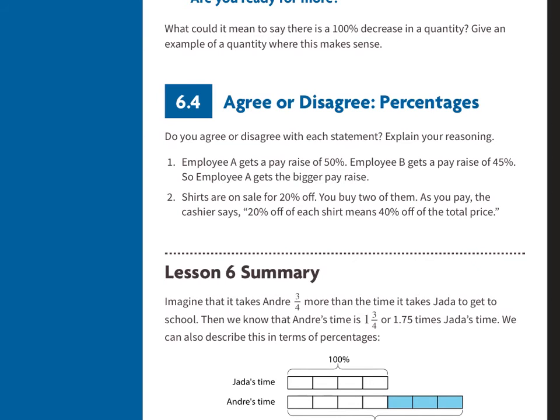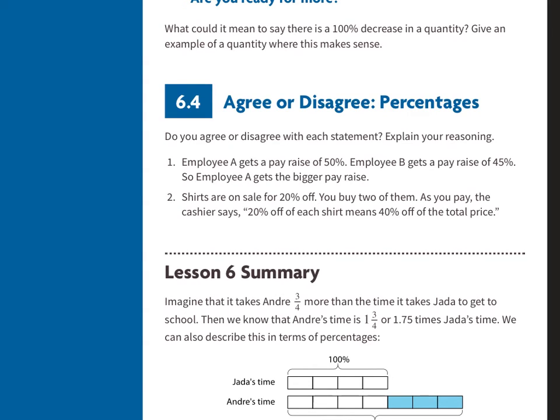All right, hopefully you've agreed or disagreed, and I say it depends. If they're both making the same amount of money, yes, employee A gets the bigger pay raise. But if employee A is making $1 and gets a pay raise of 50%, that's just 50 cents. So they go from $1 to $1.50. But if employee B is making $20 an hour, 45% of $20 an hour is $9.